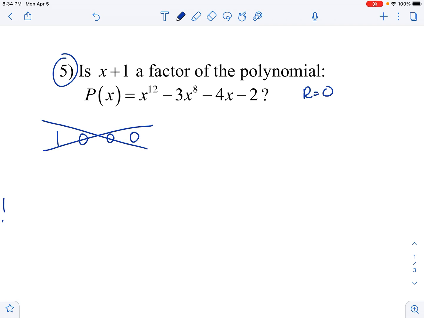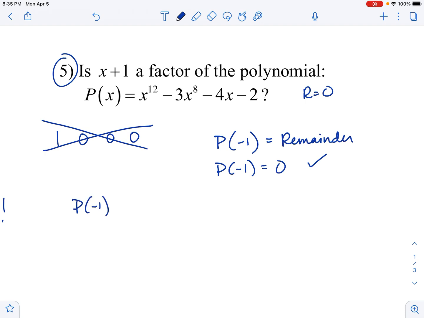But we know a couple of things here. We know that the value when I plug in -1 is equal to the remainder, because that's what we just said our remainder theorem was from up above. And so if the value when I plug in -1 is 0, then the answer is going to be yes, this is a factor. That is a lot quicker than doing out my synthetic substitution. So what I'm going to do instead is I'm going to just plug in -1.